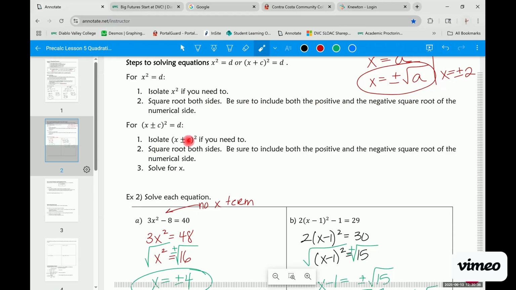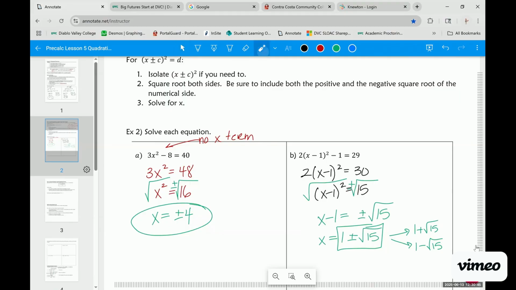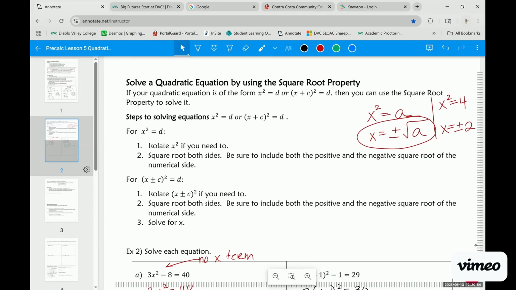Okay. The only difference is when you have something else squared, you have that extra step down here where you have to actually get the x by itself, right? Had to add the 1 over. So that's solving using the square root property. It's short and quick, but it only works if you have your equation in one of these forms, or it could be written in one of those forms. And the not having an x term is the indication that you can do that.